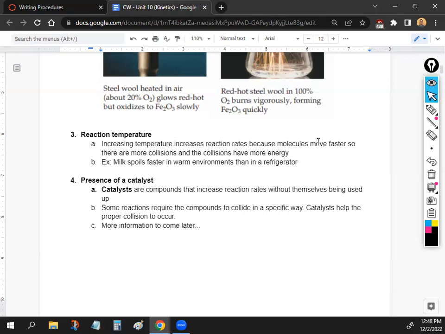And then the last one is if you have a catalyst, it will also increase the reaction rate. We'll talk about catalysts more later, but just keep that in mind, okay? All right. Any questions on the 4 factors?